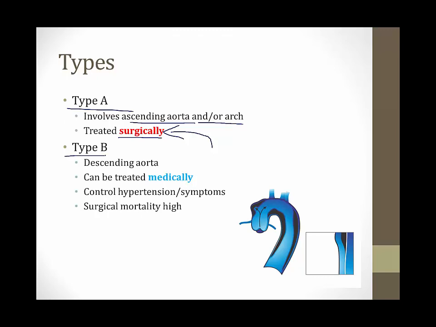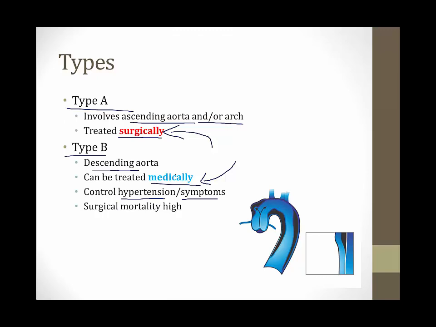Type B dissections, on the other hand, involve only the descending aorta, and these are often treated medically. The way you medically treat an aortic dissection is to control the hypertension, which is usually present. The hypertension stretches the aorta and drives blood into the dissection plane. You also control the symptoms. And if you treat type B dissections medically, they often stabilize and the patient does not require surgery.